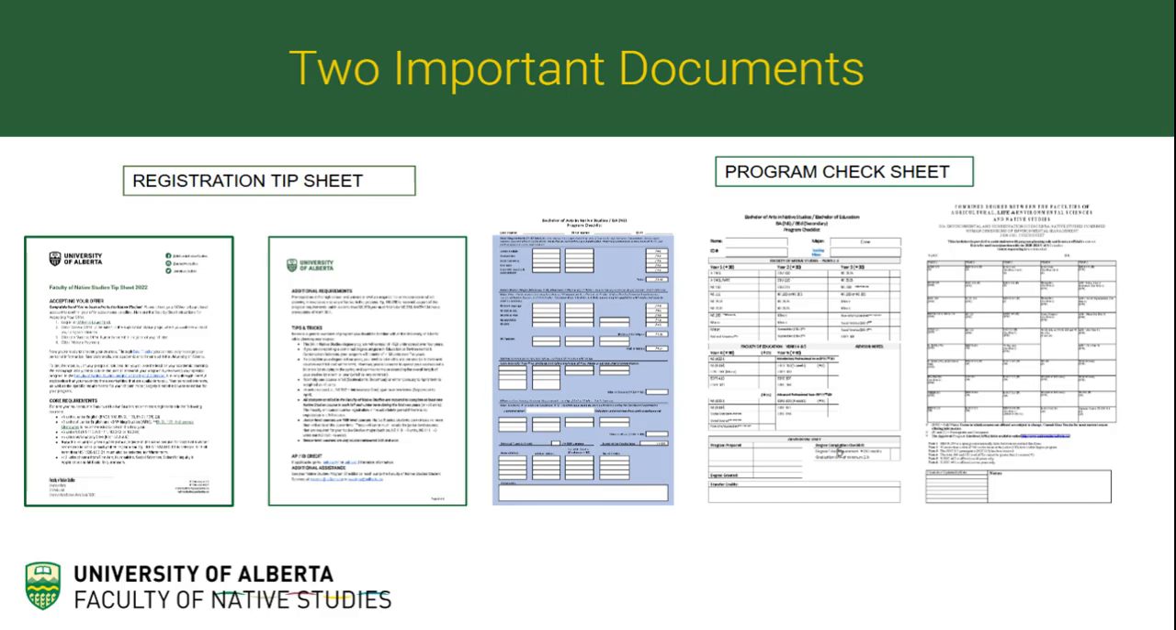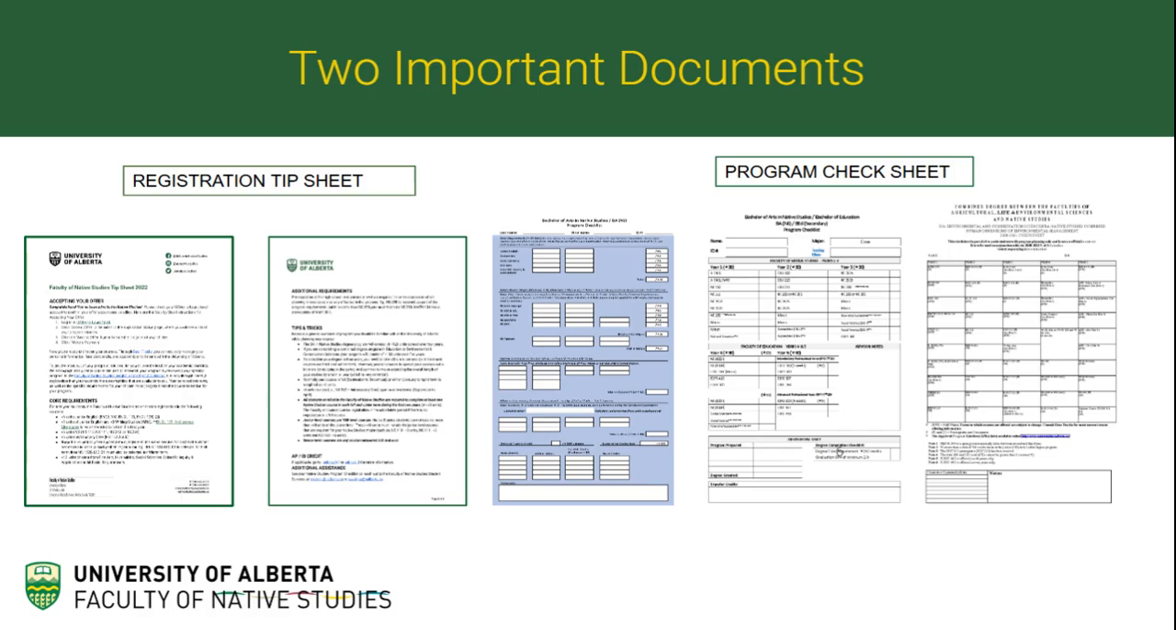To get started, make sure you have 2 very important documents, your registration tip sheet and your program checklist sheet. You should have received both of these in an email sent to your U Alberta email address titled Welcome to the Faculty of Native Studies. If you haven't received these documents, please let us know.